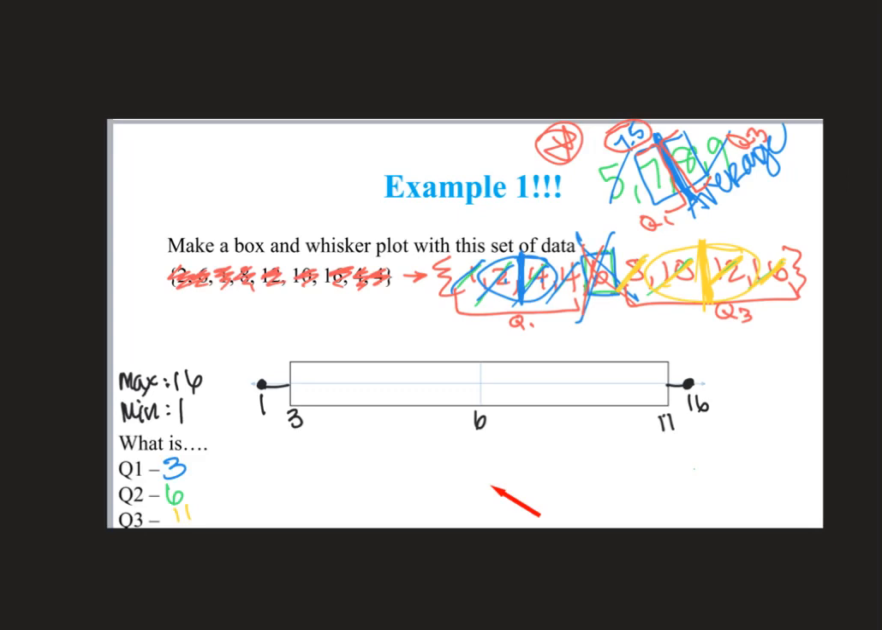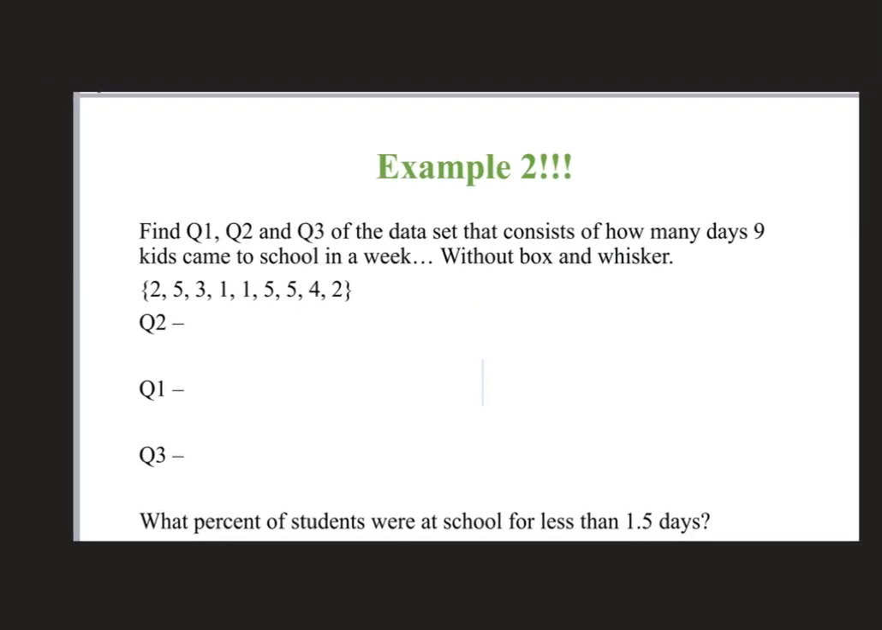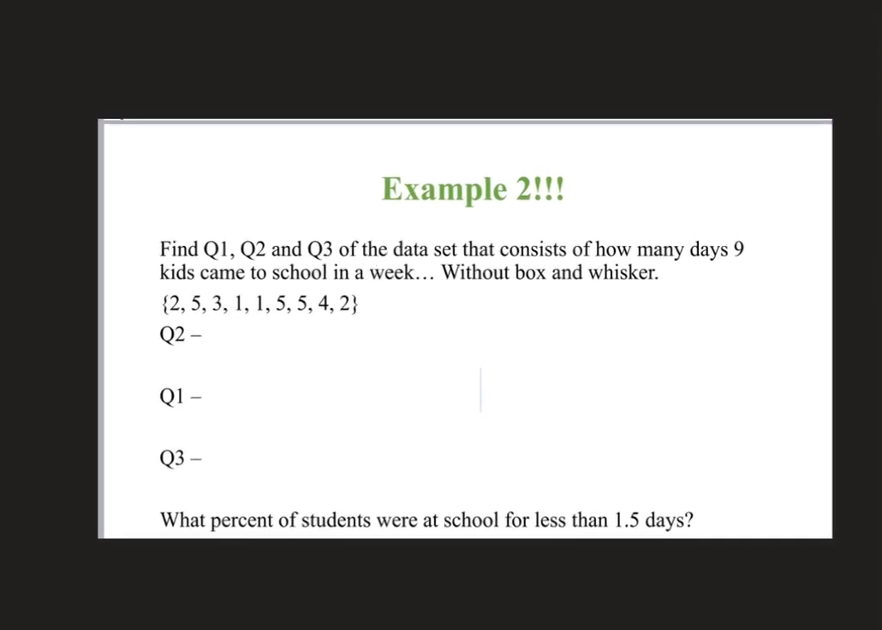Okay, it'll look a little different once you have a number line and you can draw the box and it'll be moving different ways, okay? Okay, so now here you have to make something. All right, example 2, find Q1, Q2, and Q3 of the data set that consists of how many days 9 kids come to school in a week without a box and whisker plot, okay? Now, you're gonna make one after, okay?